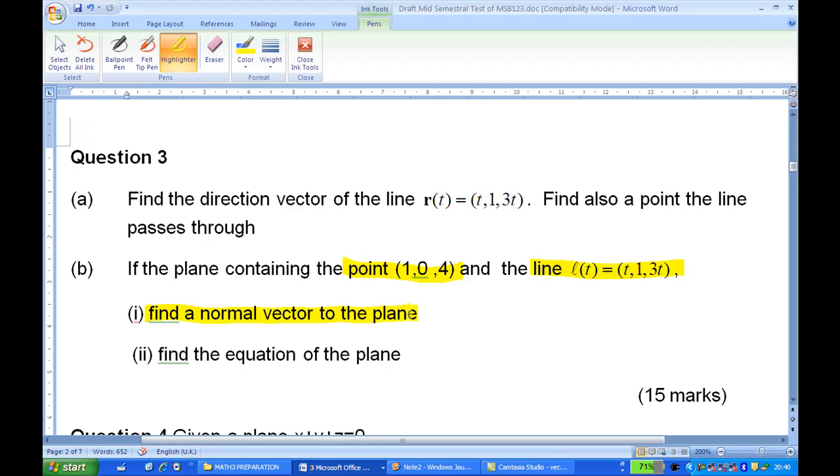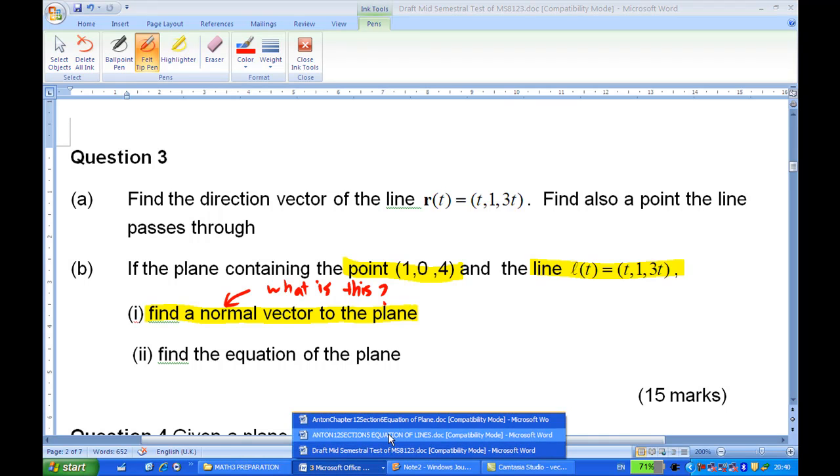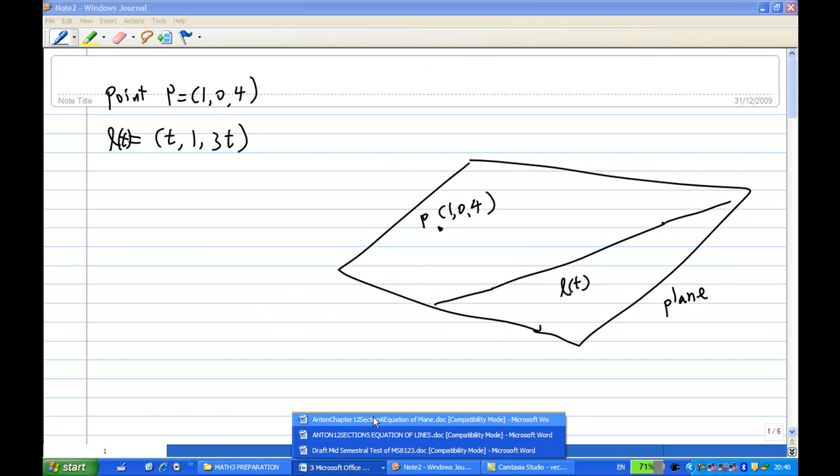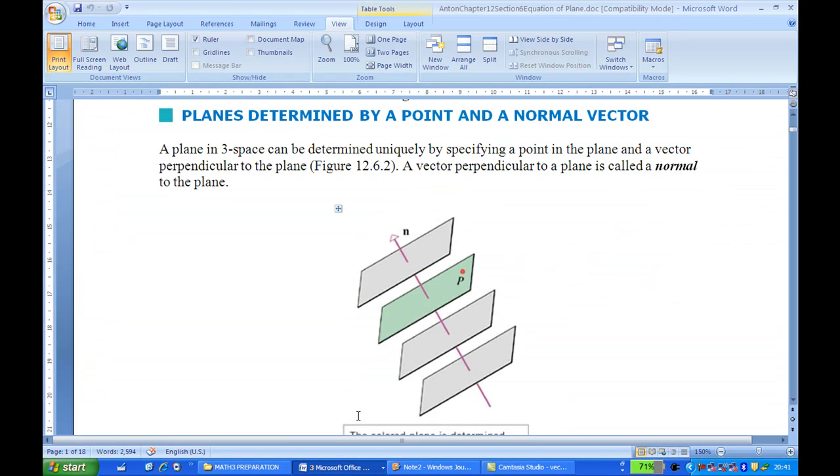The normal to the plane. The plane passes through the point (1, 0, 4) and also the line (t, 1, 3t) is contained in the plane. So first thing we have to understand is what is a normal vector to the plane. According to Howard Anton's book in chapter 12 section 6, we have seen that for the equation of a plane, the plane can be determined by a point and a normal vector.